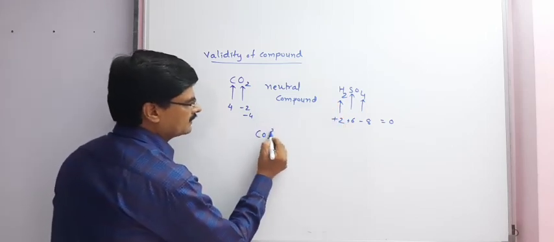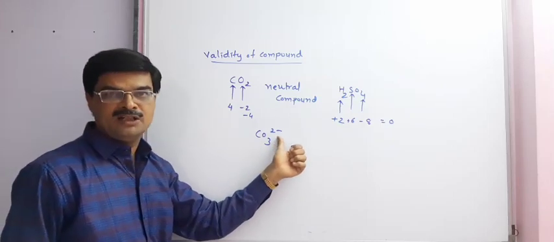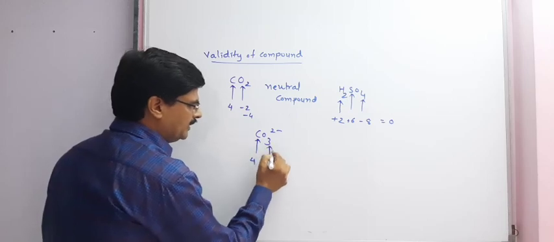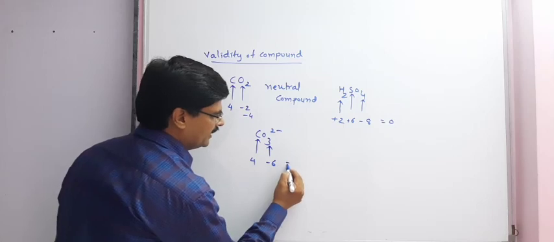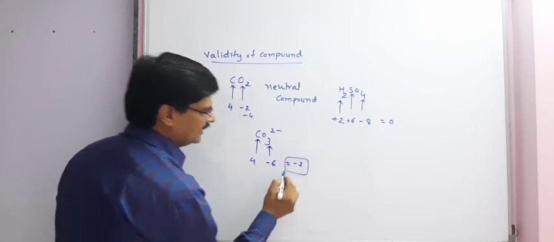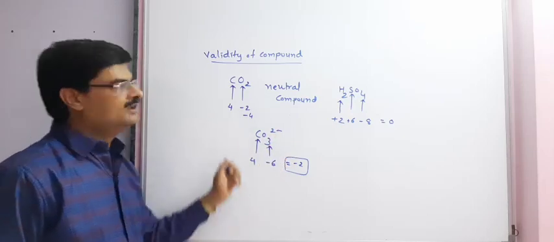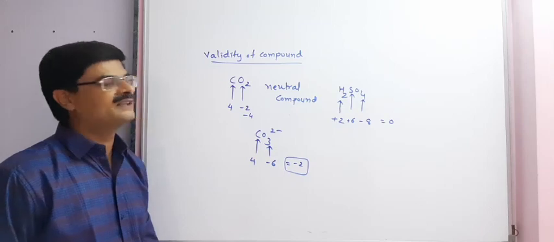CO3 2 minus. Whether this ion is right or wrong. Carbon 4 and of each oxygen minus 2. 3 2s are minus 6. Therefore it is minus 2. So we can say the charge given in this ion is also correct. So these were some important usefulness of oxidation number.